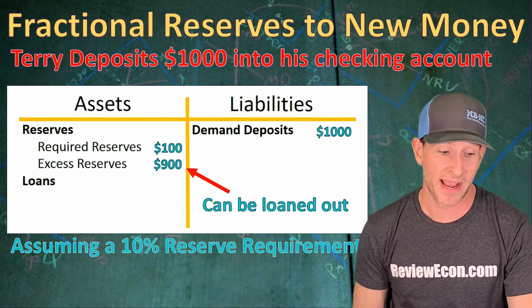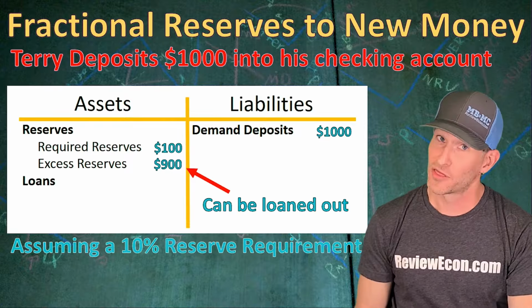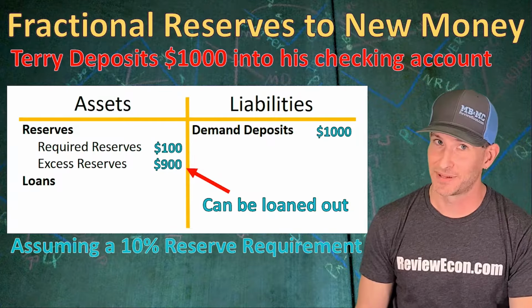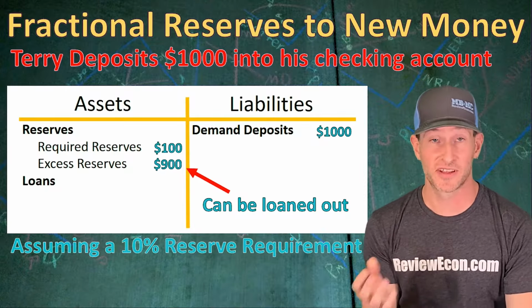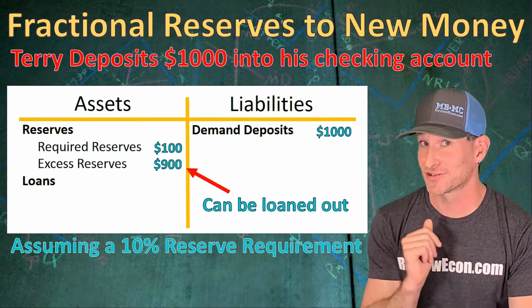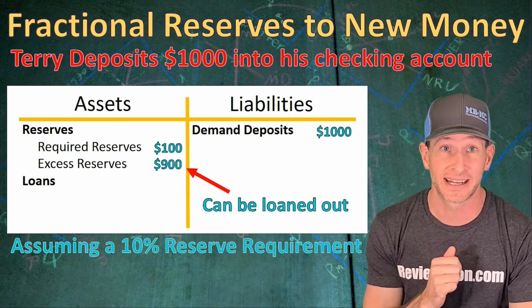This is the money that the bank can loan out. The $100 of required reserves cannot be loaned out. This is why it's called fractional reserves. Fractions of the deposit can be loaned out, and those new loans will be brand new money within the economy.